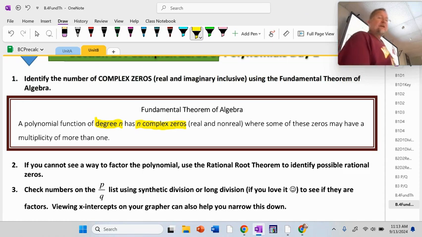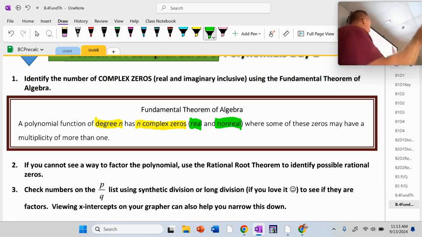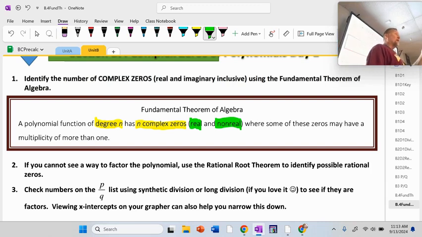What's complex? I made a mistake on this when I first started teaching. I thought complex was another word for imaginary, and it is not. Complex is the whole set of numbers that takes care of both real and imaginary numbers. So complex means them all. Be worried about multiplicities though as well. Multiplicities count in that degree of how many zeros there are. So that's what you're guaranteed.